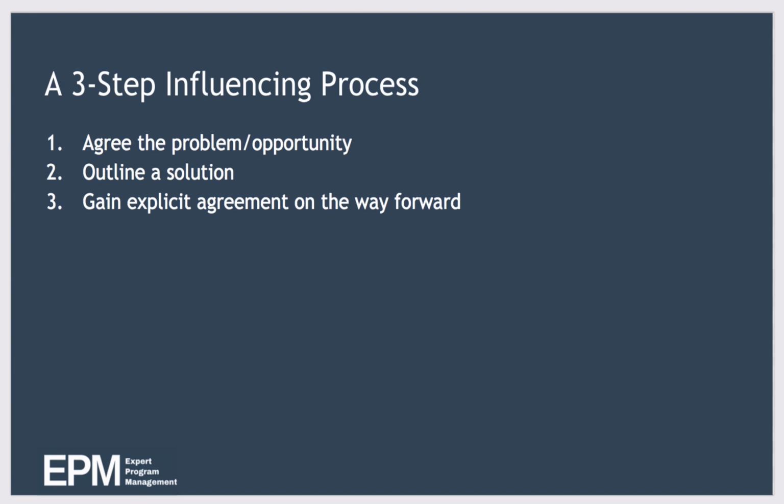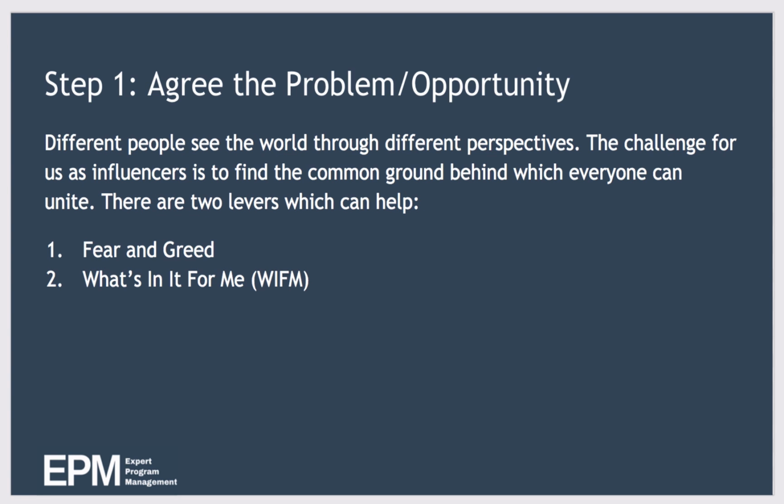Now, there are 3 steps to this influencing process, and we'll go through each in turn, but briefly they are: agree the problem opportunity, outline a solution, and gain explicit agreement on the way forward. And the word explicit is important in this context. So step 1, agree the problem opportunity.